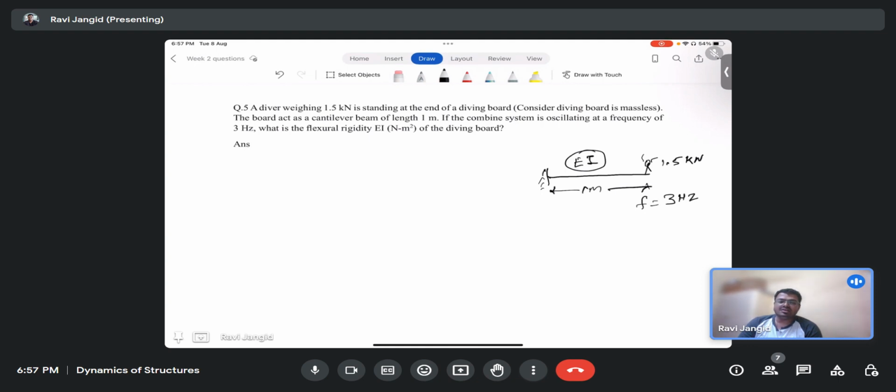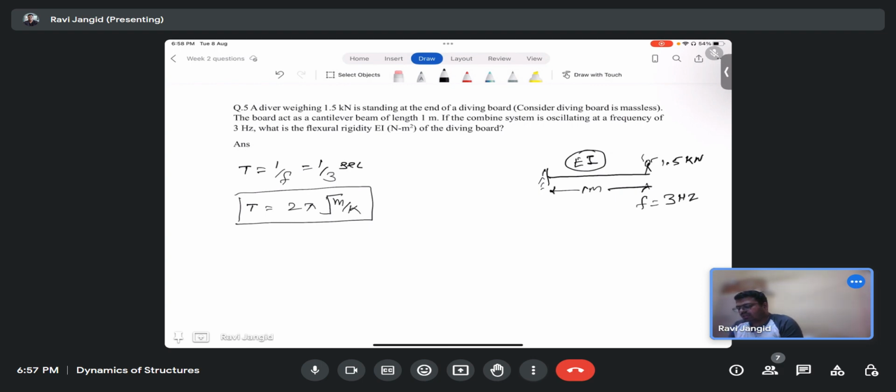So what is my time period here? 1/3 is my frequency. So my time period is given as T is equal to 1 by f, that is 1 by 3 second. So what is the expression for the stiffness? T is 2 pi root m by k. Now you have T, you have m, find out the k.